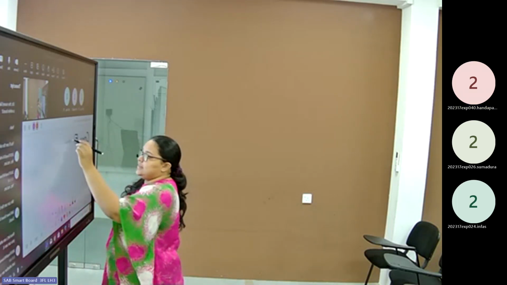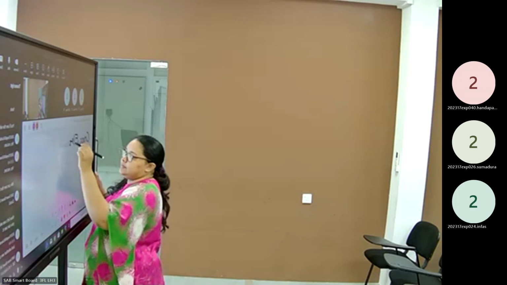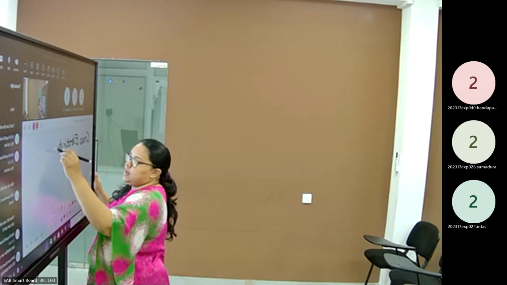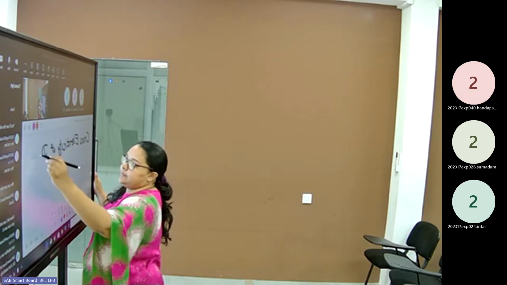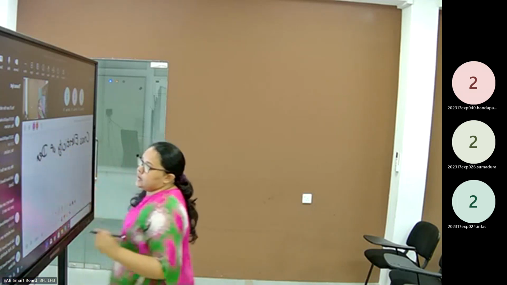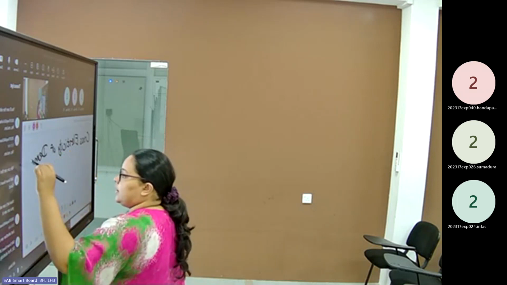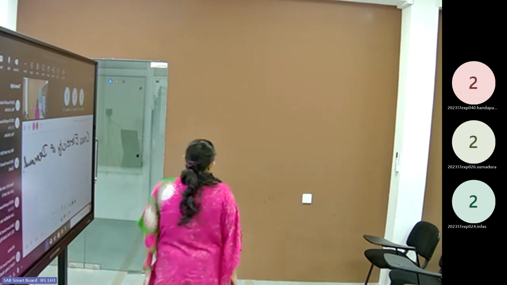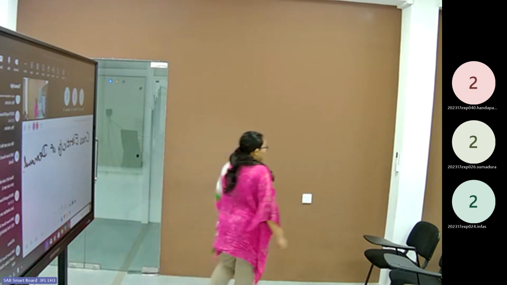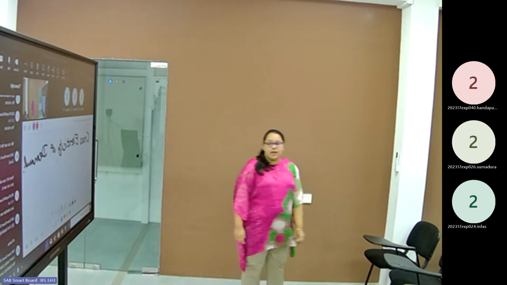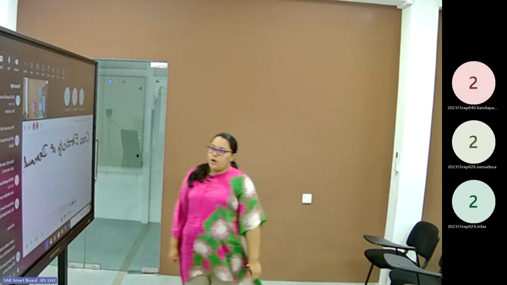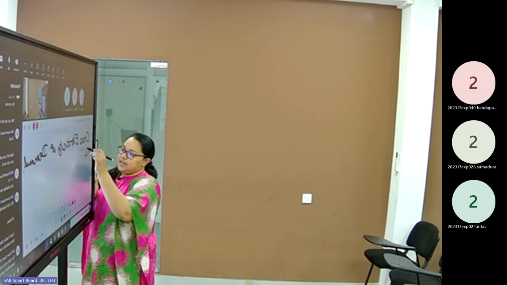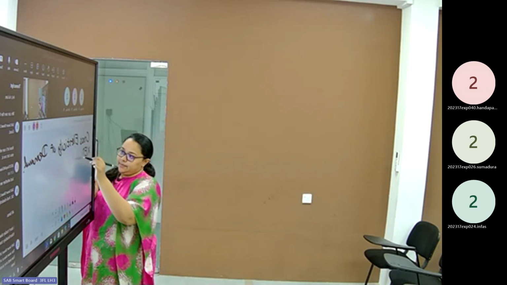Cross elasticity of demand. Write down the step. We are extending the elasticity concept. Next one is cross elasticity of demand. That is also called XED.